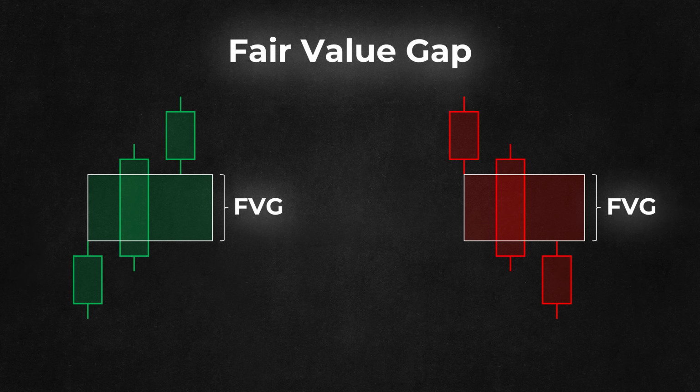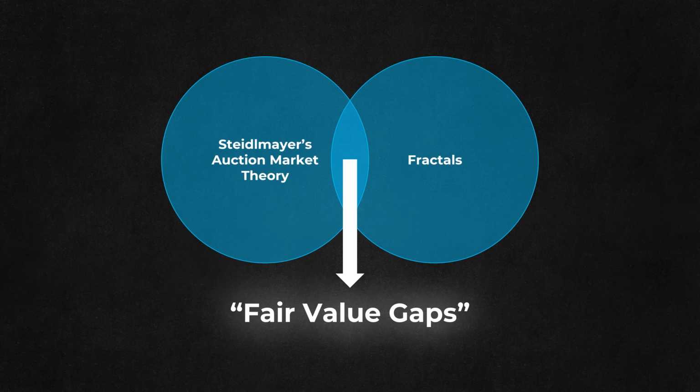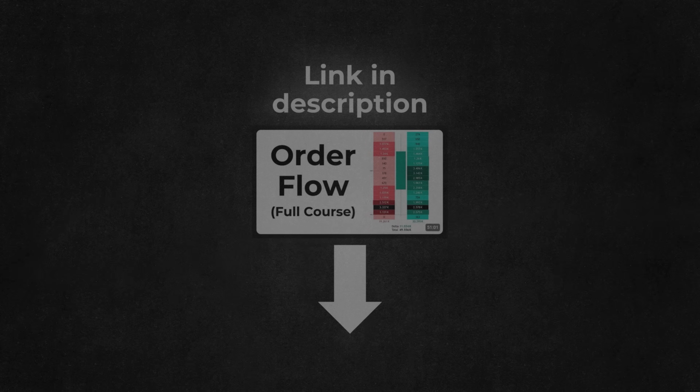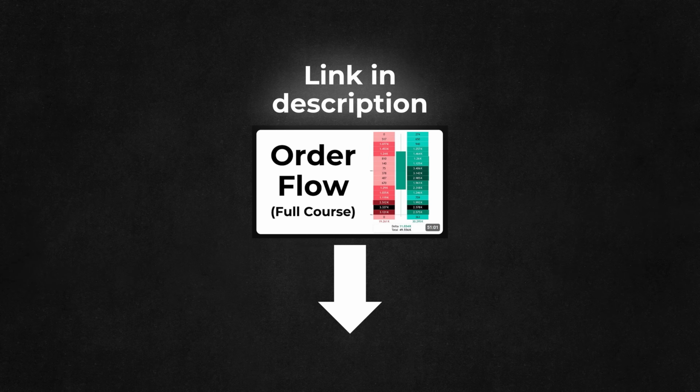There are two keys to understand where the idea of fair value gaps comes from: Peter Steidlmeyer's auction market theory and the idea that price is fractal. The auction market theory was developed by a CBOT trader called Peter Steidlmeyer in the 1980s. He is also credited with the development of the market profile approach, which is essential for the understanding of real order flow analysis. If you want to understand a little bit more about order flow analysis, I have a free course here in the channel as well.